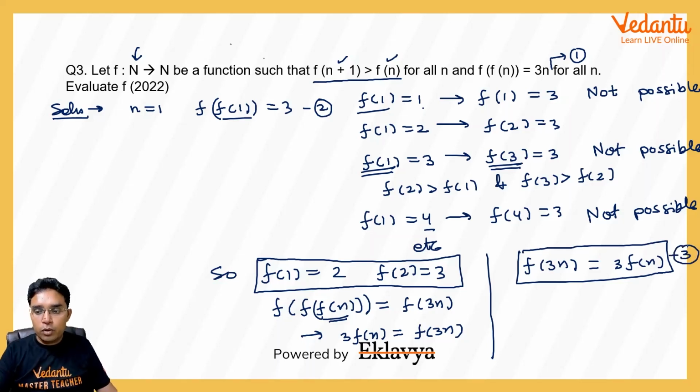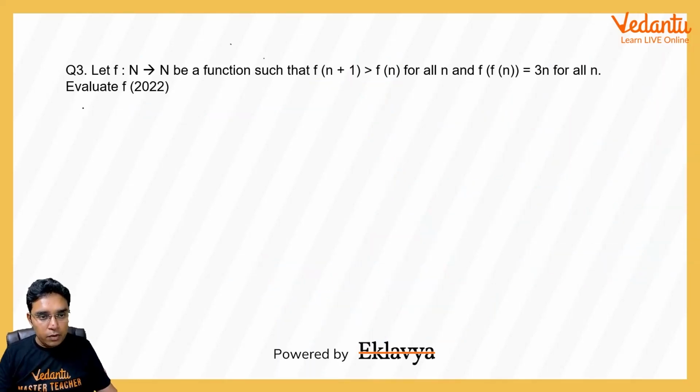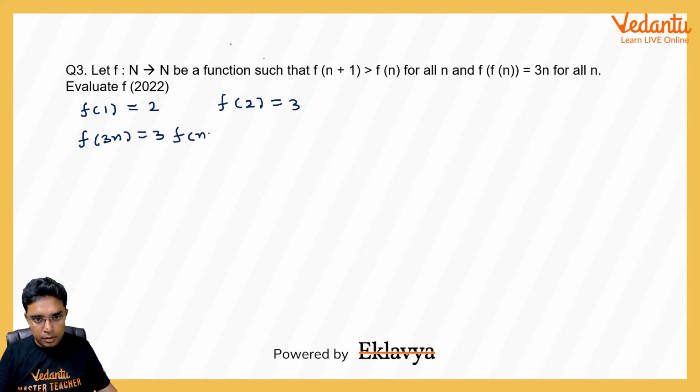Okay, let me go to the next slide and write whatever we have got so far. We have got f1 is equal to 2. We have got f2 equal to 3. And we have got f of 3n is equal to 3 times fn. Now, if I put n equal to 1 here, I think we will get f of 3 is equal to 3 times f1, which is 3 into 2.